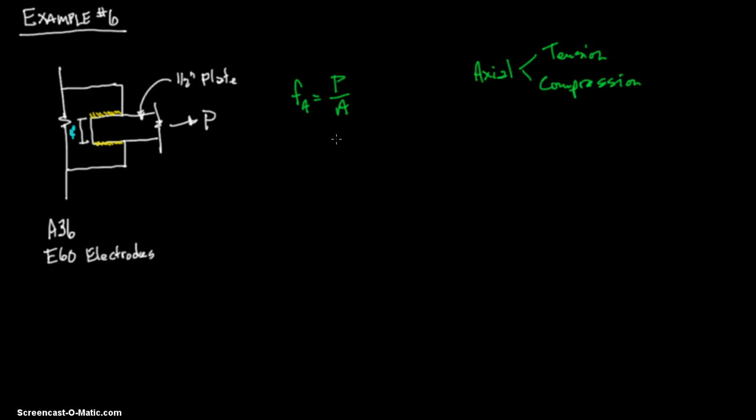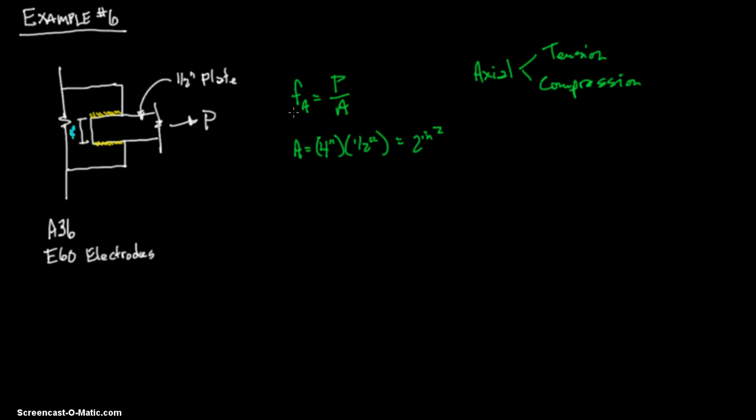So we need to figure out, well, we know the area, and we need to know what the stress is. The stress is going to be the max allowable. So we know this, and we know that, and we can come up with P. So let's get A real quick. A equals 4 inches, this is of the cross section, times 1/2 inch equals, quick math, 2 inches squared is the area.